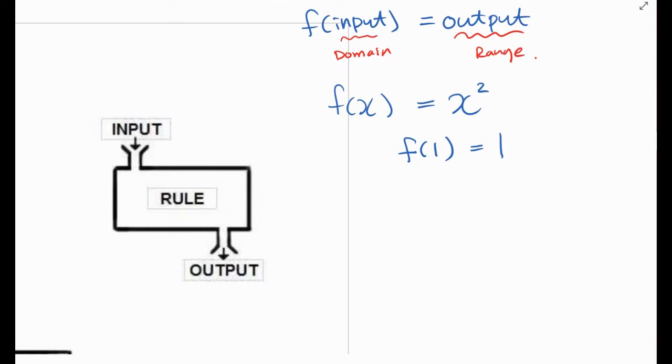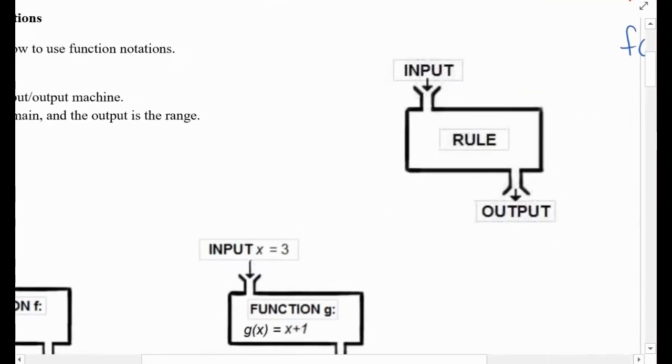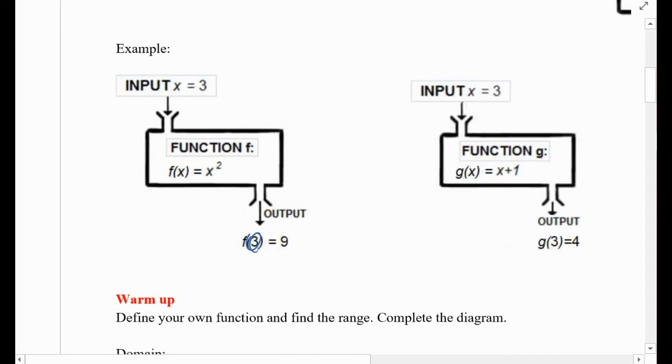Okay, let's use another number. If you plug 2 into this function, what do you get? 2 squared, which is 4. So this is the input and this is the output. In this case, it plugs 3 into the machine, you got 9.